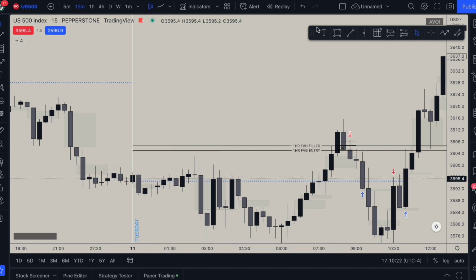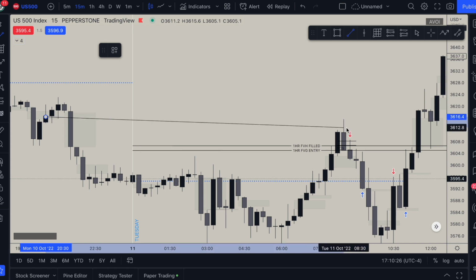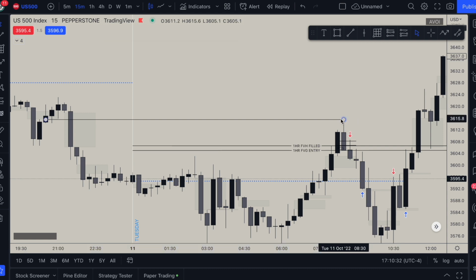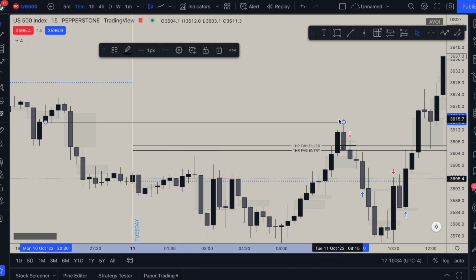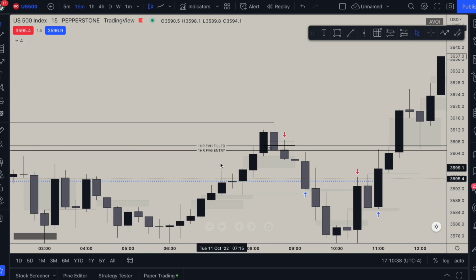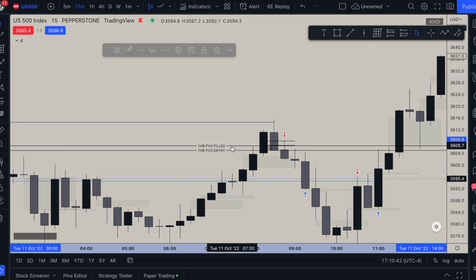There is a line of equilibrium in this area here. And you see, no, it's not that high. It was around this section here. And also reaching into the 1 hour fair value gap, the 4 hour as well. We can get rid of these.